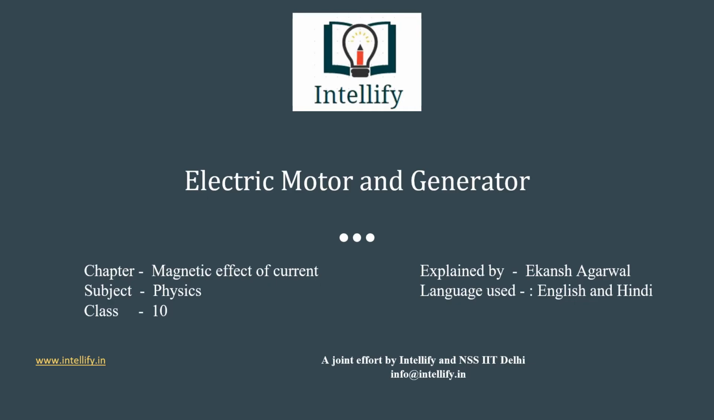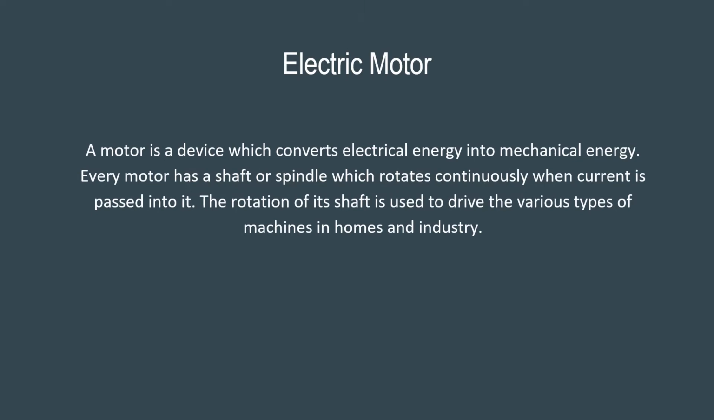Today I will explain electric motors and generators. A motor is a device which converts electric energy into mechanical energy. Every motor has a shaft or a spindle which rotates continuously when current is passed into it. The rotation of a shaft is used to drive various types of machines in homes and industry.